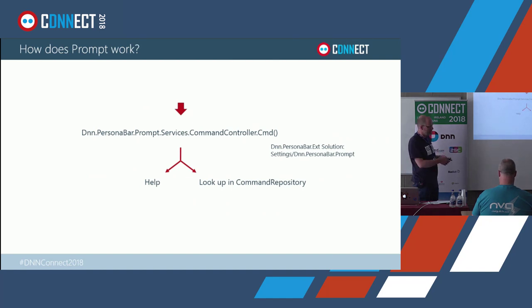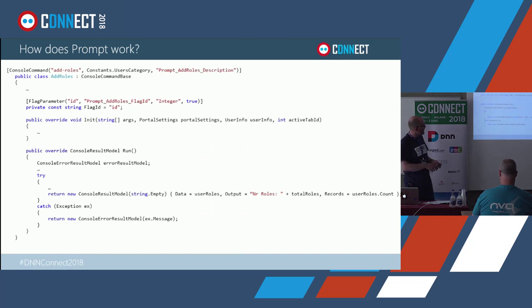it's distributed. Okay, so I wanted to explain a little bit about what the code does. The code makes a distinction between whether it's a help request or whether it's a command. That's the main branch in the code you'll find there. And if it's not help, then it's going to go to something called the command repository, and it's going to look for a command. A command is basically a class that inherits from console command base, where you give it properties that the command must have or can have, etc.